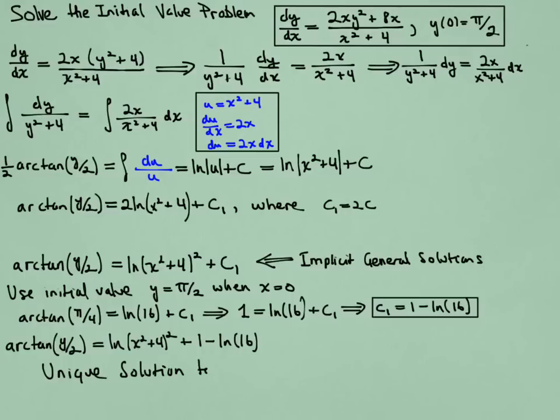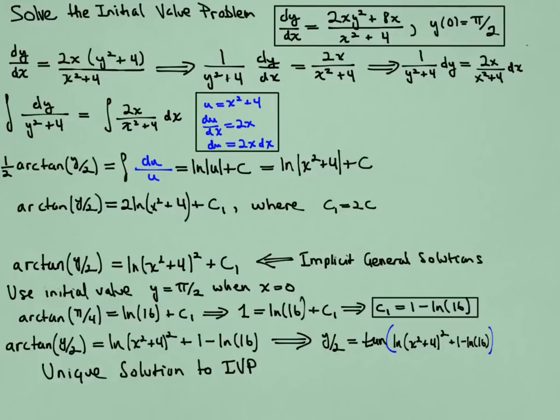And at this point we've found the unique solution to the initial value problem. Notice that it's given implicitly. We can find the explicit solution by taking the tangent of both sides. So y over 2 is the tangent of all that appears on the right side. And I've highlighted the parentheses here. Make sure you respect the constant term as well. That's inside the tangent, not outside the tangent function.